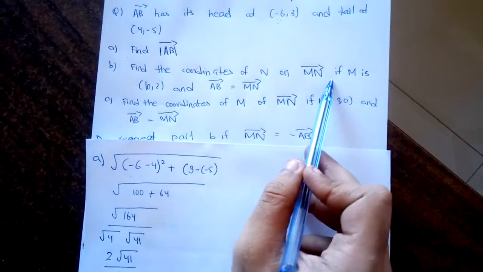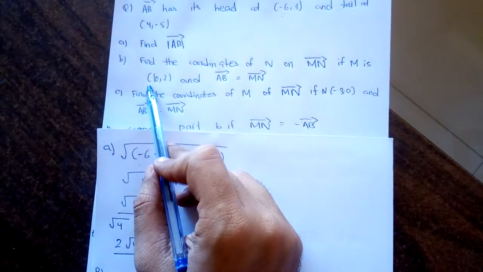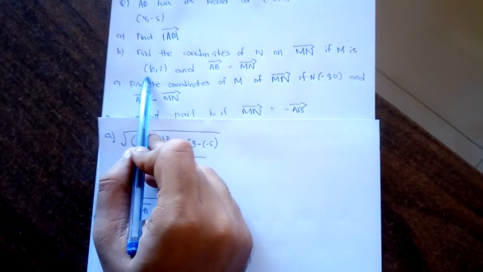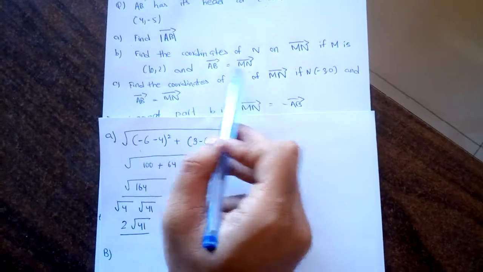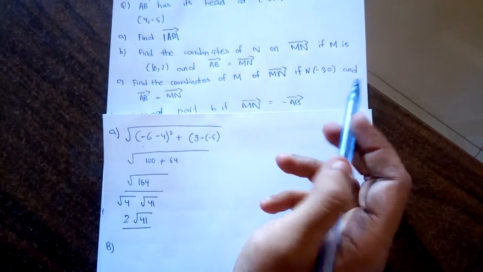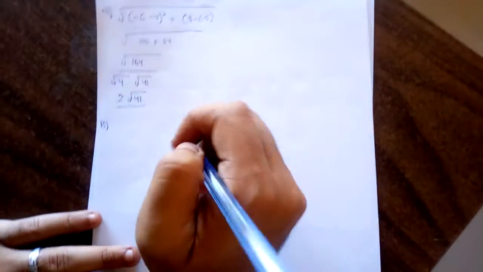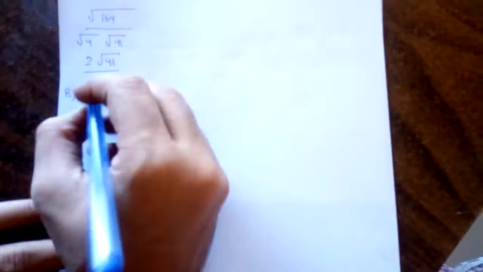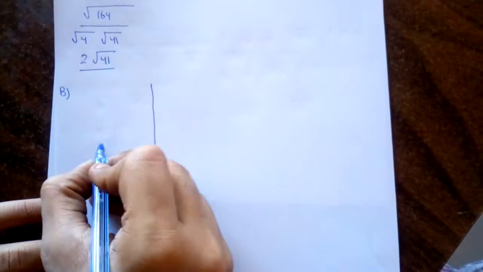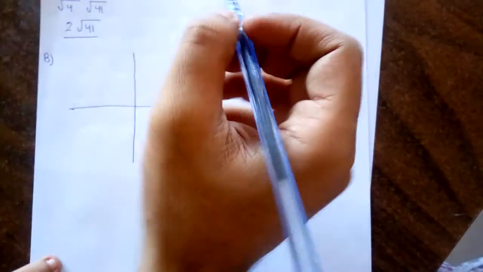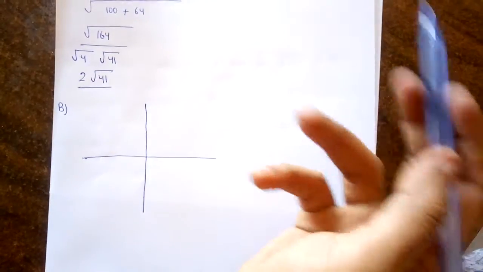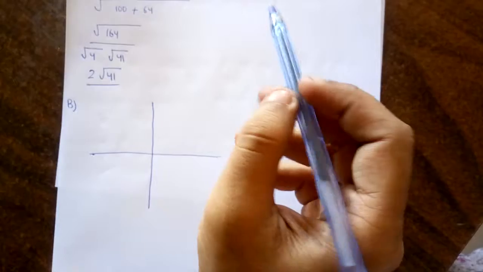Find the coordinates of N on MN if M is this point 10 and 2, and AB is equal to MN. So now, let's make a graph and first sketch the AB, as we know both of the points of AB, so it will be better for us to find the MN. So let's first write the coordinates of B, which is the head, -6 and 3.